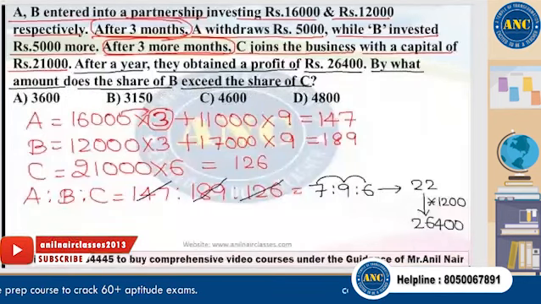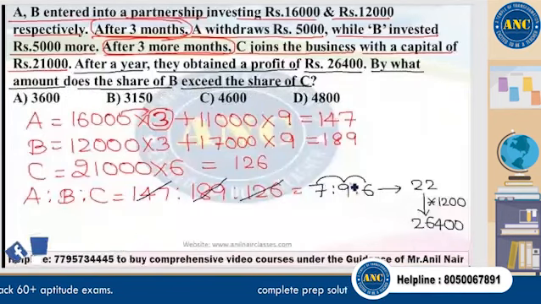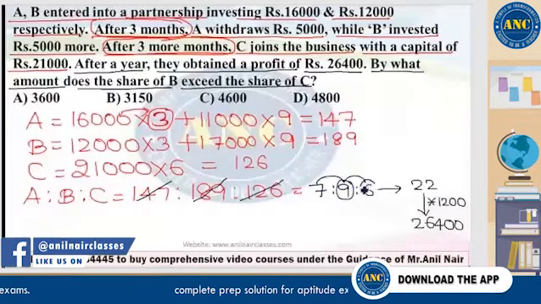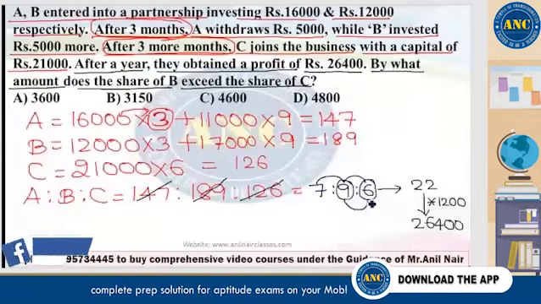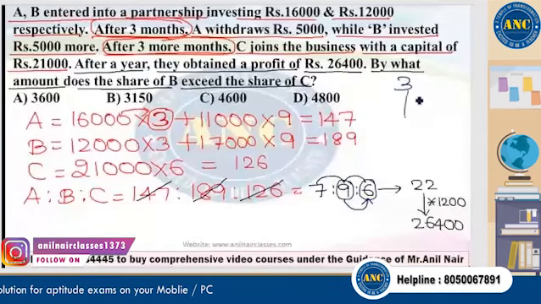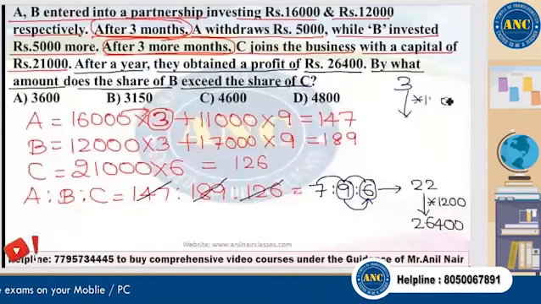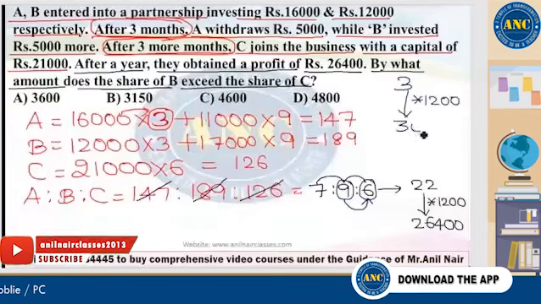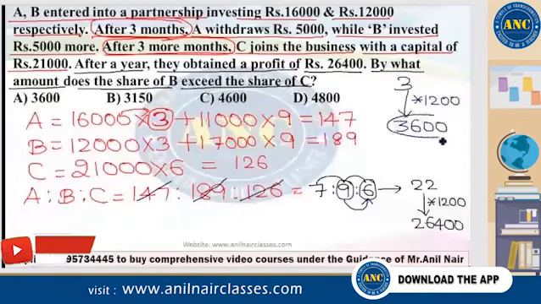Share of B is exceeding the share of C. Share of B is 9 rupees. Share of C is 6 rupees. By how much is B exceeding C? By 3 rupees. This 3 is according to ratio. That also multiply by 1200. 3 into 1200 is 3600.